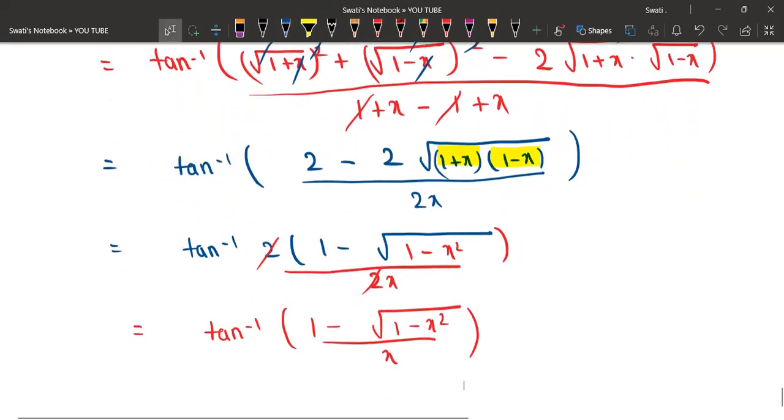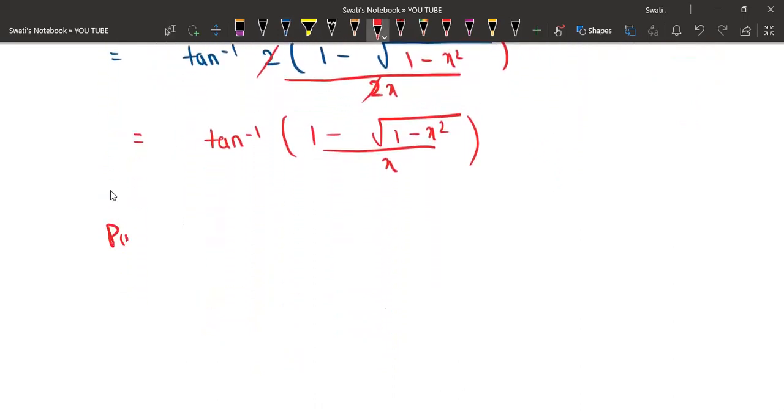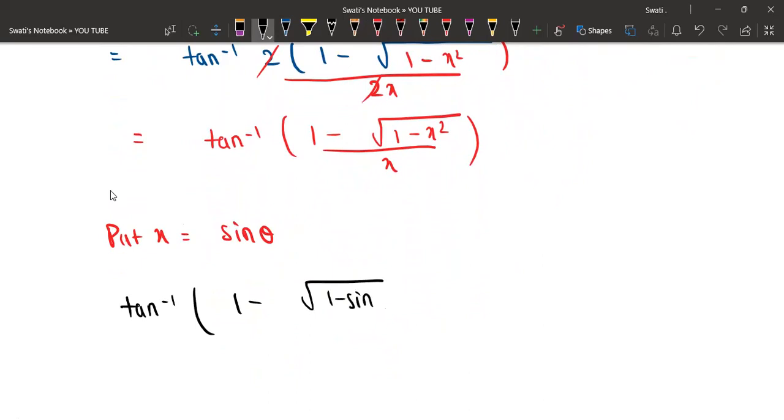But still we have not reached the end, because here we are going to substitute something. So I'm going to put here in the place of x sine theta. Remember, on the RHS we have pi by 4 minus 1 upon 2 cos inverse x. We have not got that particular expression yet, so we need to simplify it further. So now this will become tan inverse 1 minus root over 1 minus x square. X is sine theta, so this will become 1 minus sine square theta. And in the denominator, we just have sine theta only.